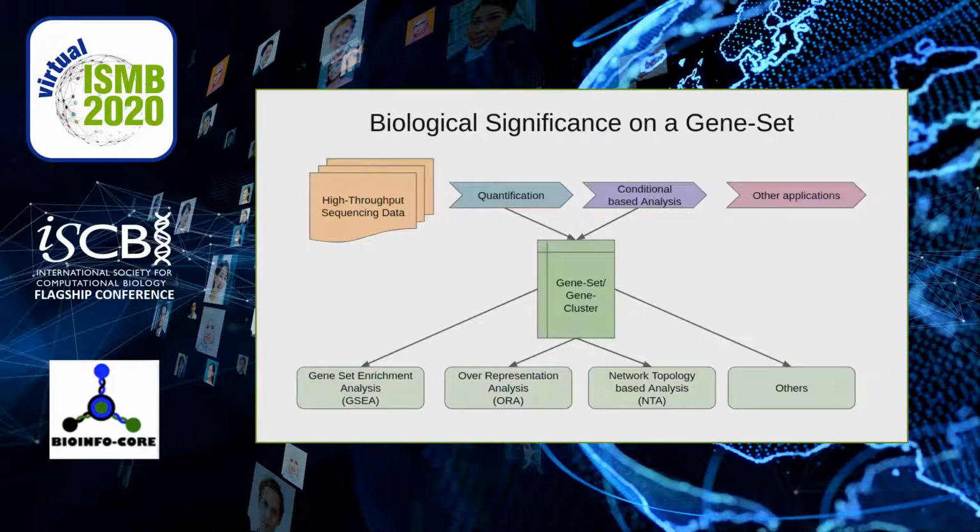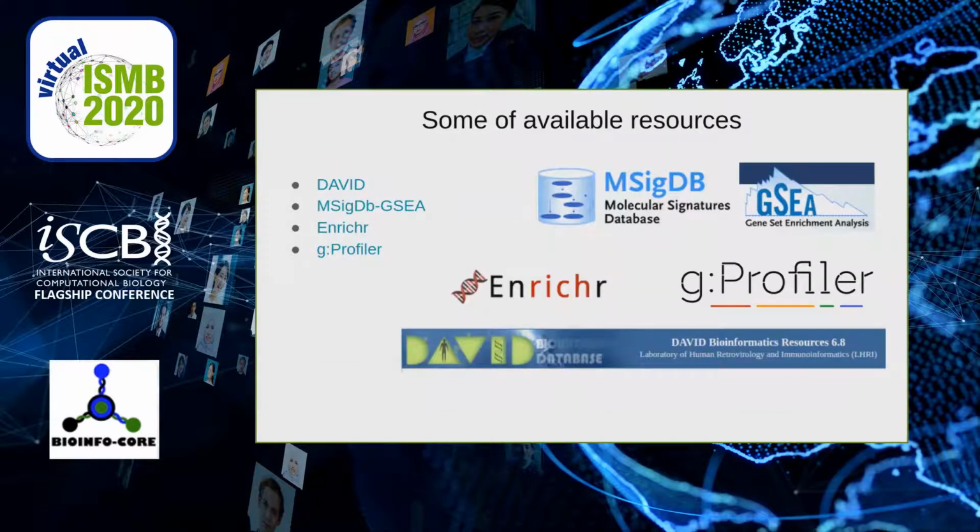So what does biological significance on a gene set mean? Some high throughput analyses towards the end generate a gene set or a cluster of genes. So these gene sets, with an applied statistical method, can give us a better understanding of the underlying biological significance. Over the years, some methods were developed, such as GSEA, ORA, NTA, and others. For doing this kind of analysis, there are some great resources available, such as DAVID, MSigDB, Enrichr, gProfiler, and many more.